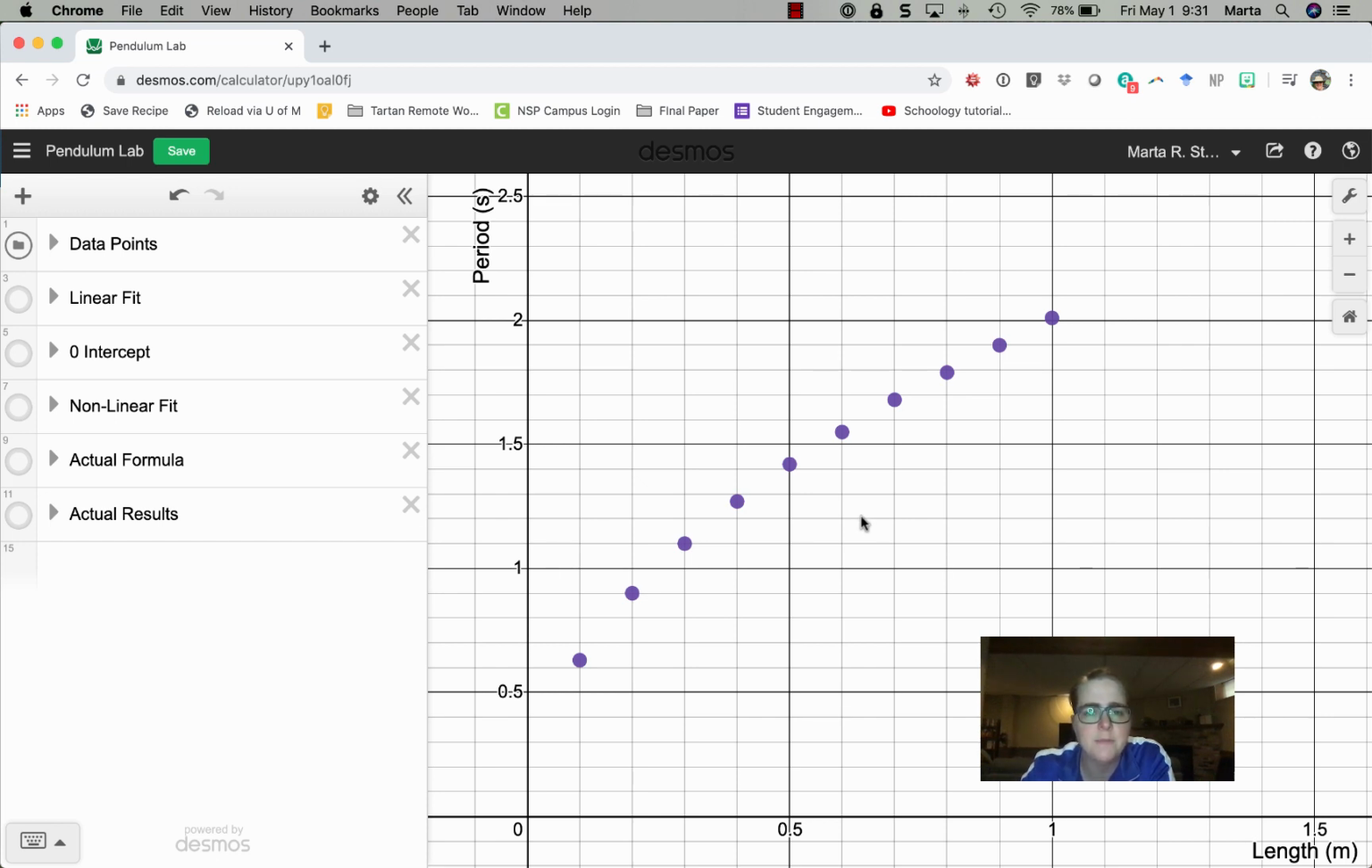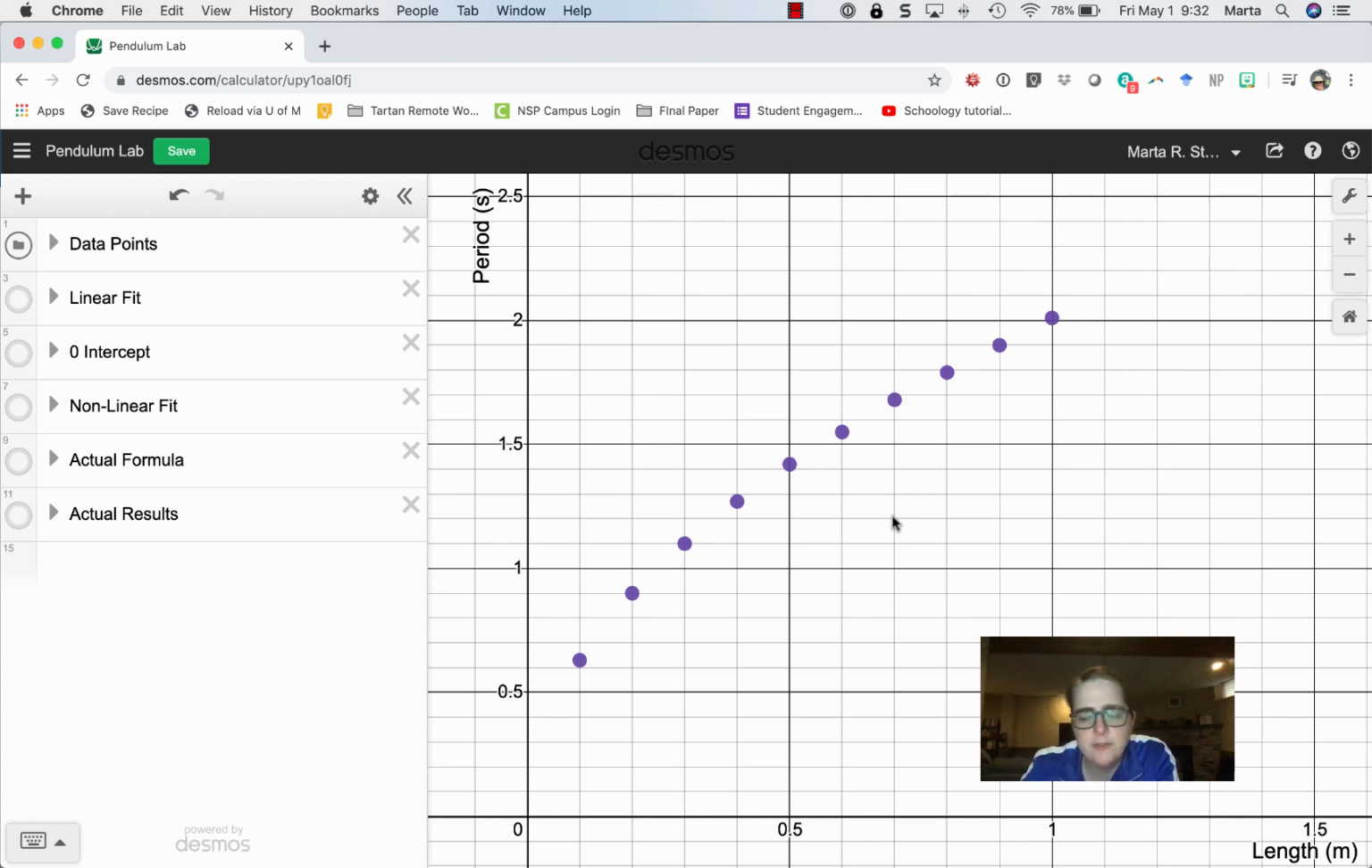And so I have on my screen some data I collected of period versus length and that I plotted in Desmos. So people noticed that when you had the period versus angle and the period versus mass graphs, you got something fairly close to a horizontal line. It wasn't perfectly there, but it was close. And so no matter what angle you had and no matter what mass you had, you got about the same period. So that variable does not matter.